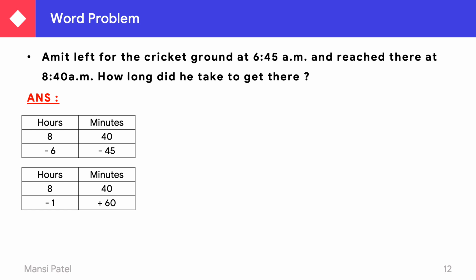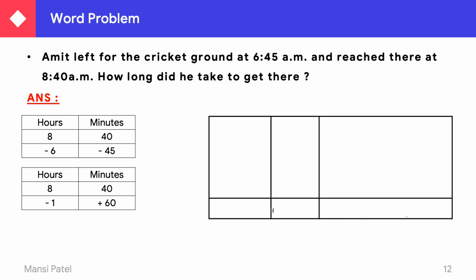So in the hour column we have to subtract 1 and at the same time we have to add that in the minute column. So we have to subtract 1 from 8, and at the same time add 60 minutes to 40 minutes. So let us see, hours and minutes. So your time becomes 7 hours and 100 minutes. How do this 7 and 100 come? 8 minus 1 is 7, and 60 plus 40 is 100.